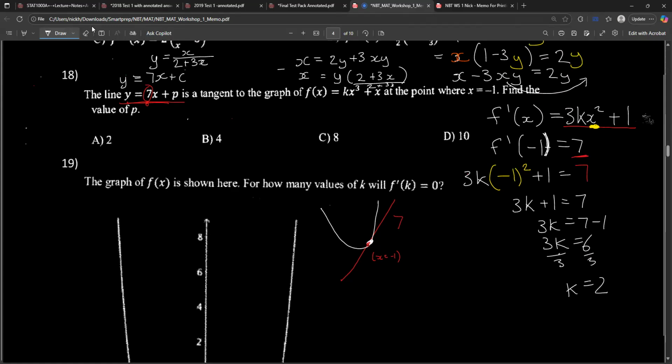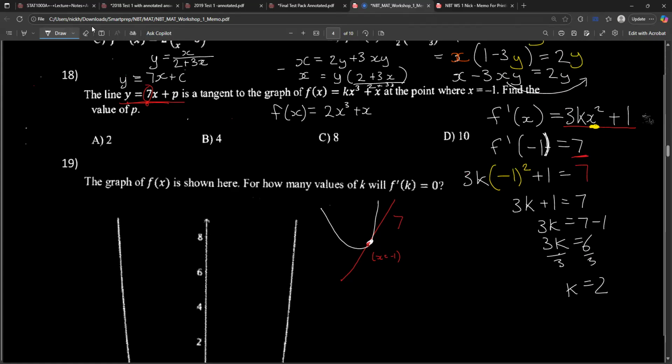But that's not what they want. They want the value of p. Now what we can do is figure out another point. We know that now f of x is equal to 2, because k is 2, x cubed plus x, right?